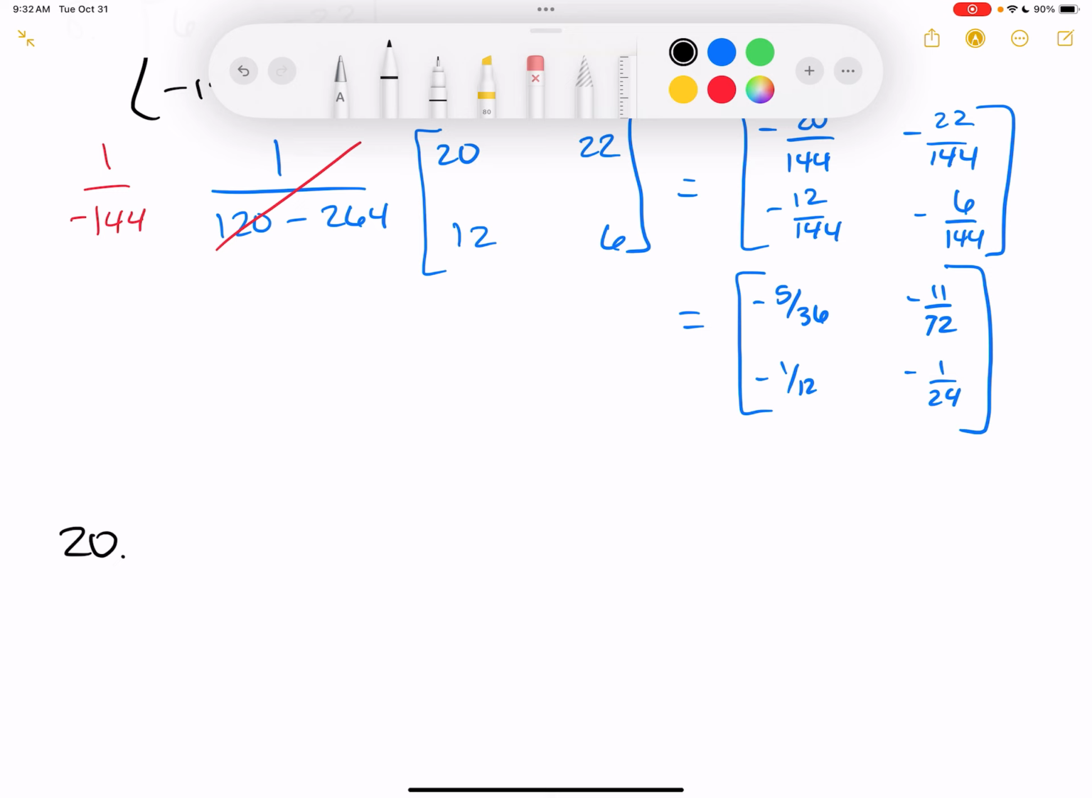So 1, 0, 2, 2, 1, 3, 1, 4, 4. So you're going to type that into your calculator and then take the inverse of it.